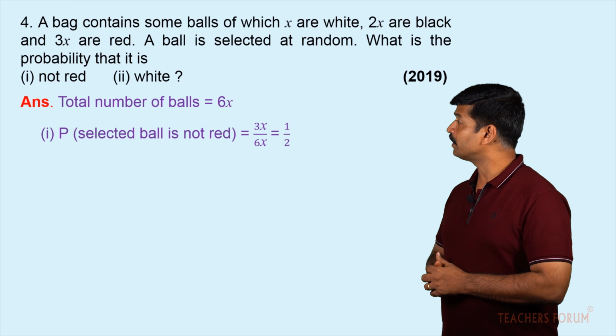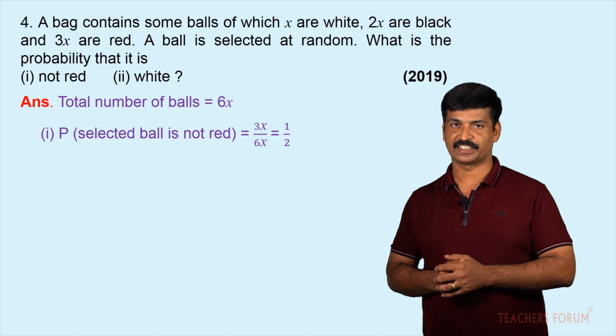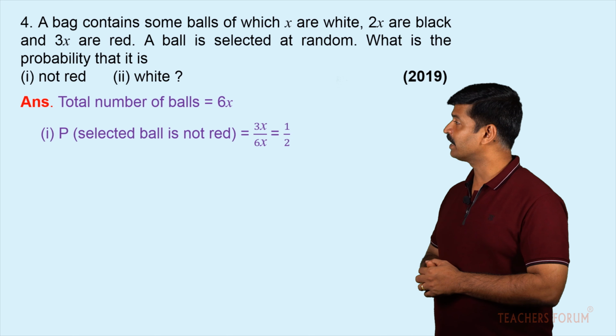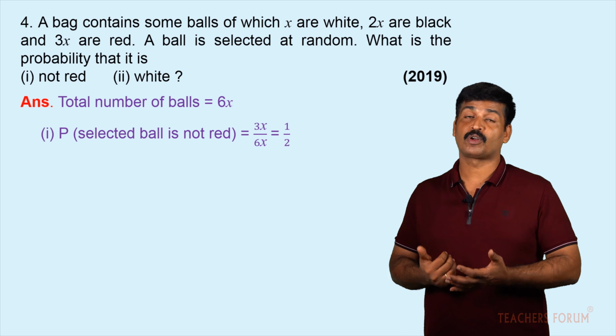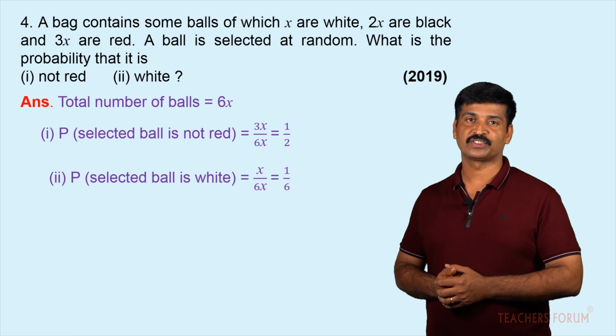Now the probability of getting a white ball. You see, total number of balls is 6x. How many white balls are there? x white balls are there. So the probability of drawing a white ball is x by 6x, that is 1 by 6.